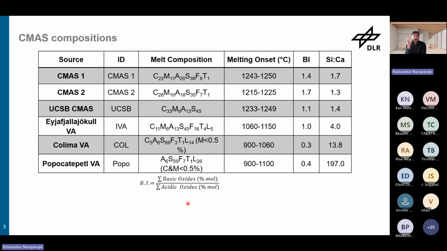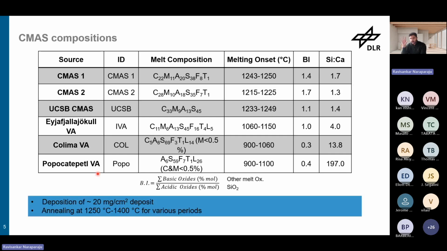And the most important point I want to tell the community is that there is no standard single CMAS. About 20 years ago, UCSB, University of California Santa Barbara, started with calcium, magnesium, aluminum, silicon, but over time we learned that each engine has different deposits, and we came up with iron-containing and titanium-containing CMAS. Also, volcanic ashes are rich in silica and very low in calcium, so we could grade them into low basicity index and high basicity index. High basicity index means high calcium.